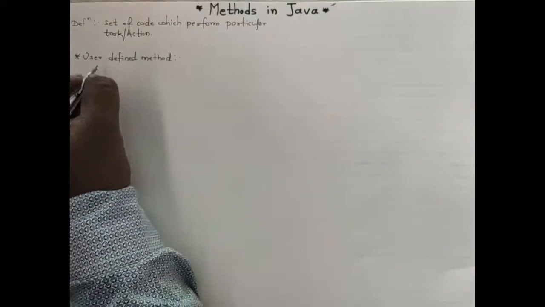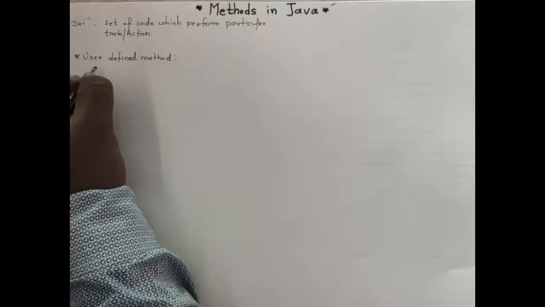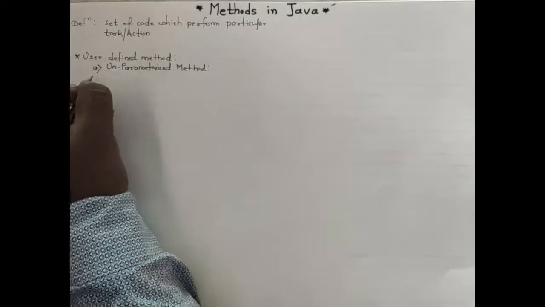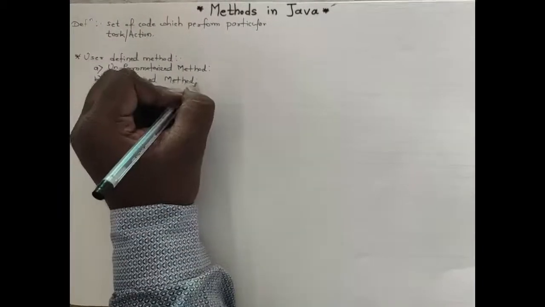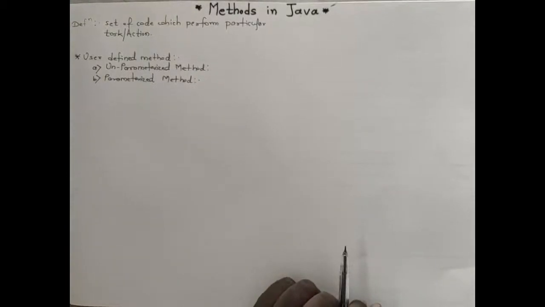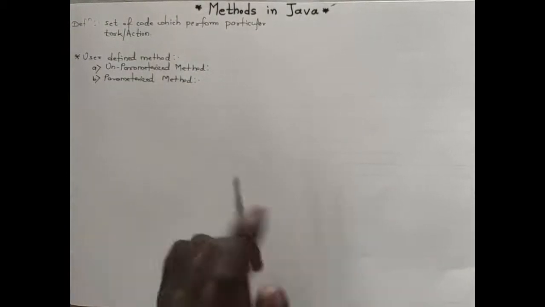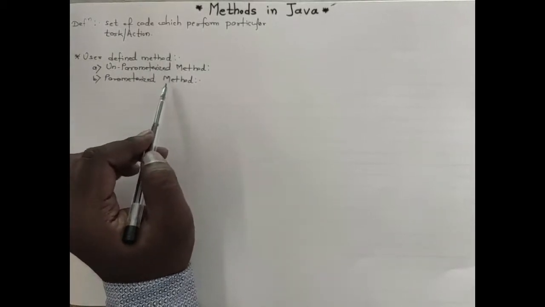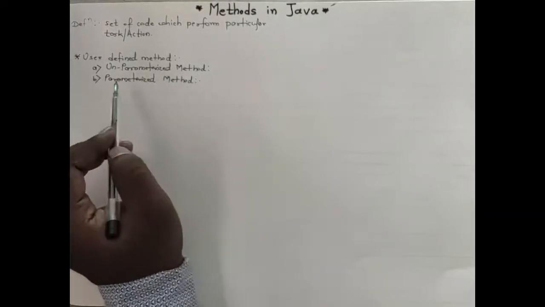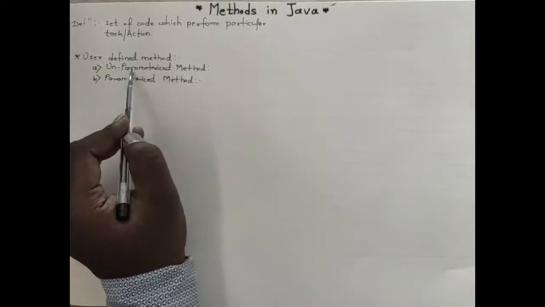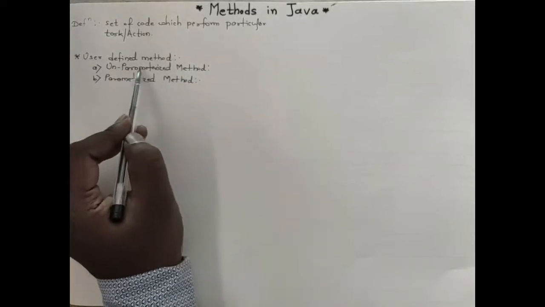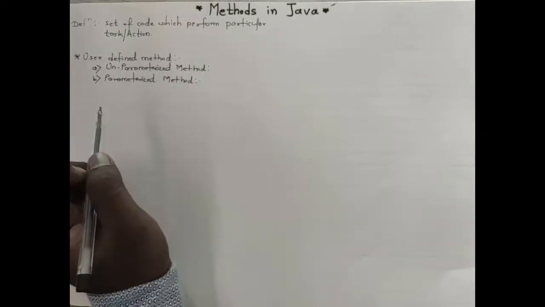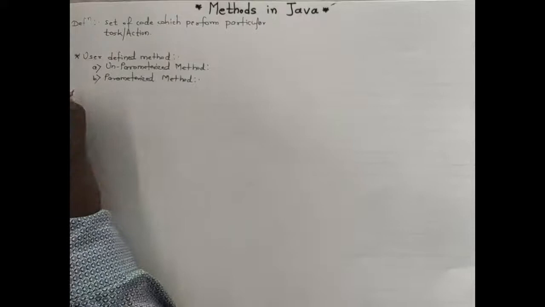In that we have two types with us. First one, unparameterized method, and second one, parameterized method. The syntax of a method always remains the same. Only inside the parenthesis we need to pass a parameter, so that is called a parameterized method. In case of an unparameterized method, we are not passing an argument for that method. Keep in mind.